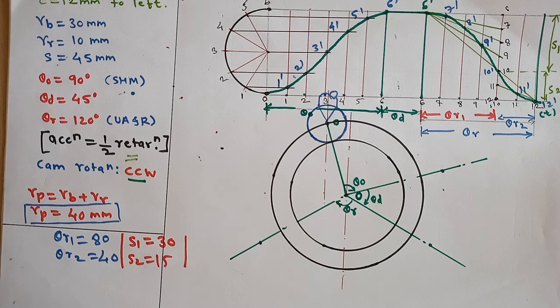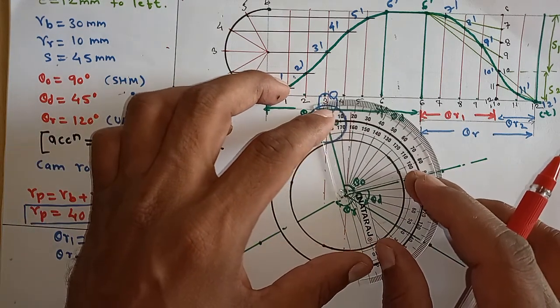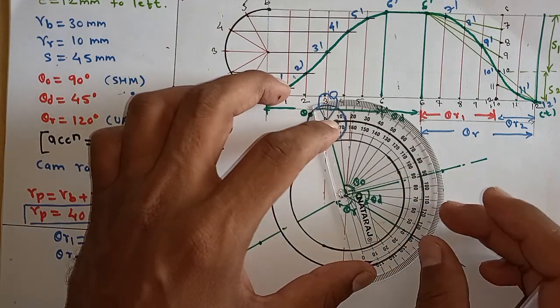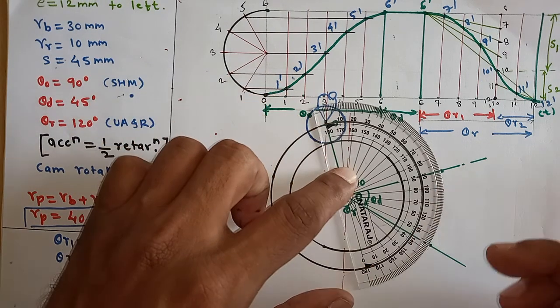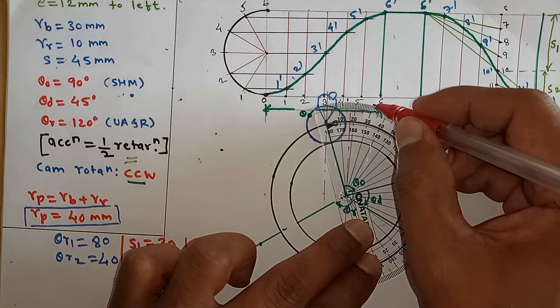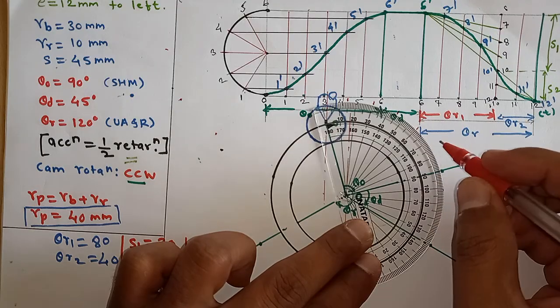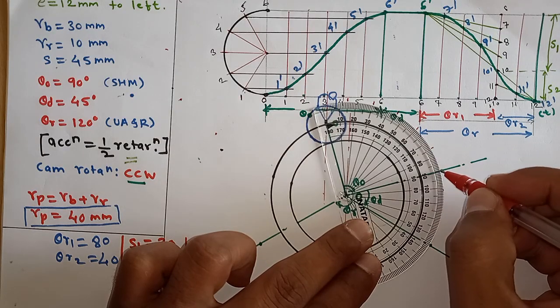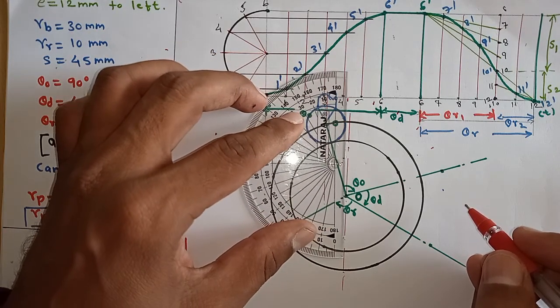Next, we will divide the outstroke angle into 6 equal divisions, because we have done that in the displacement diagram. So 90 divided by 6 is 15. So each division will be of 15 degrees. So this will be first, second, third, fourth, fifth and sixth. Let us mark these divisions on the prime circle.